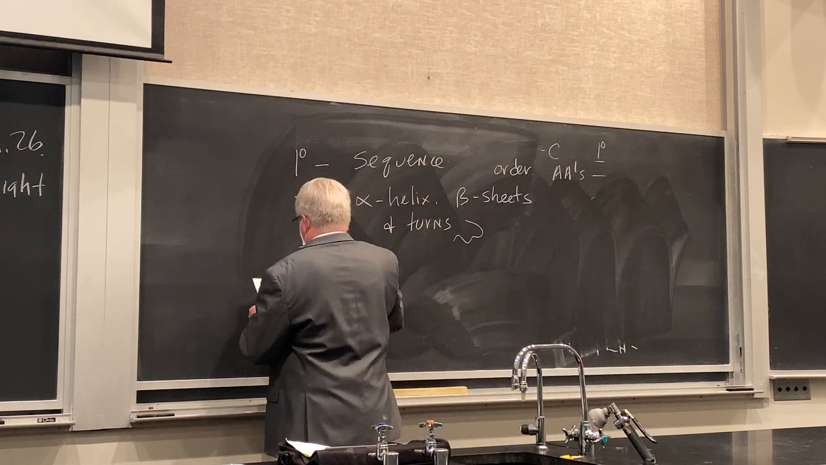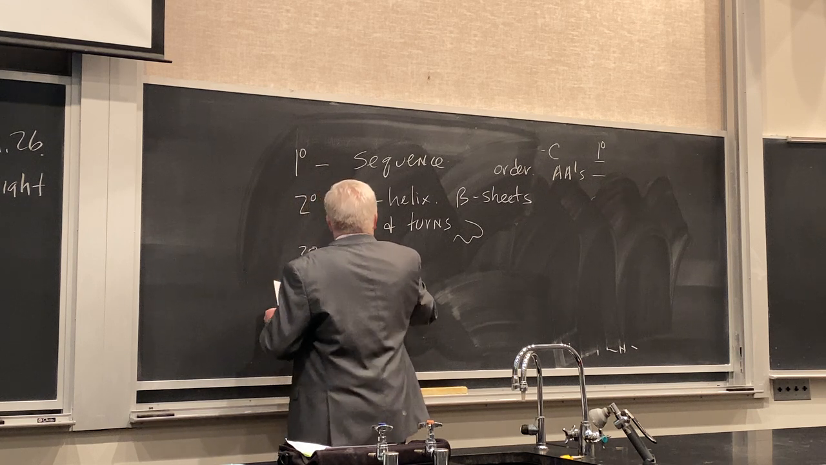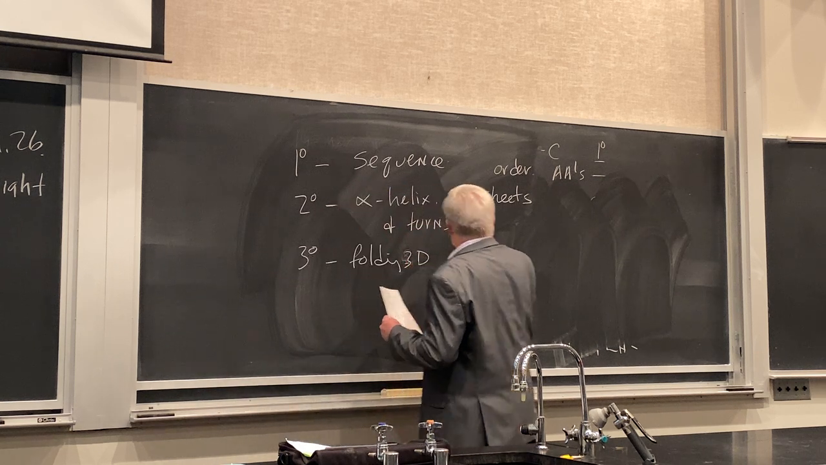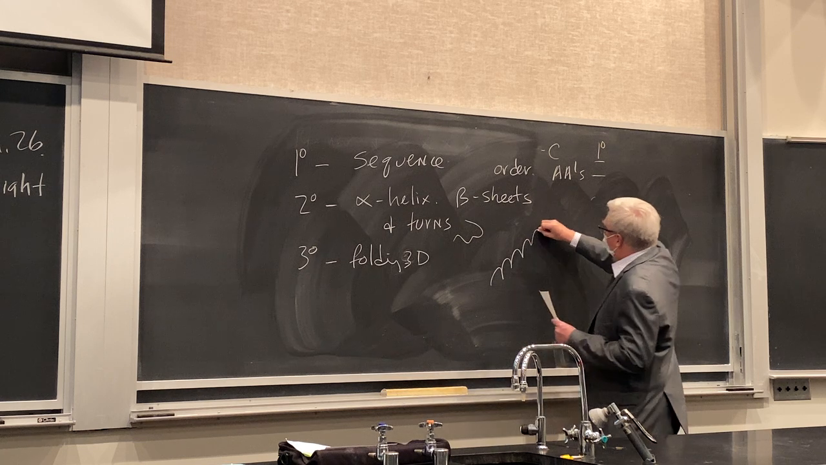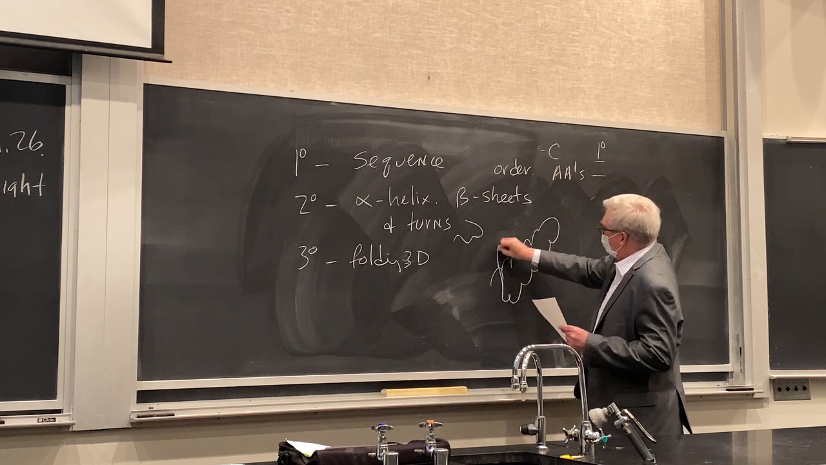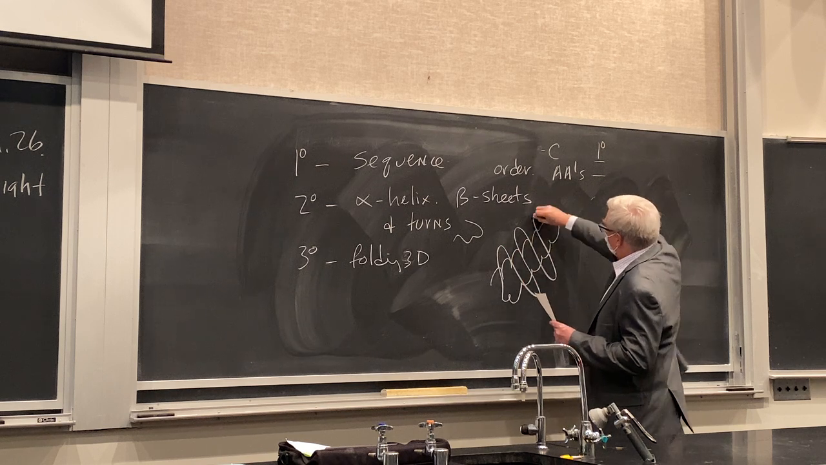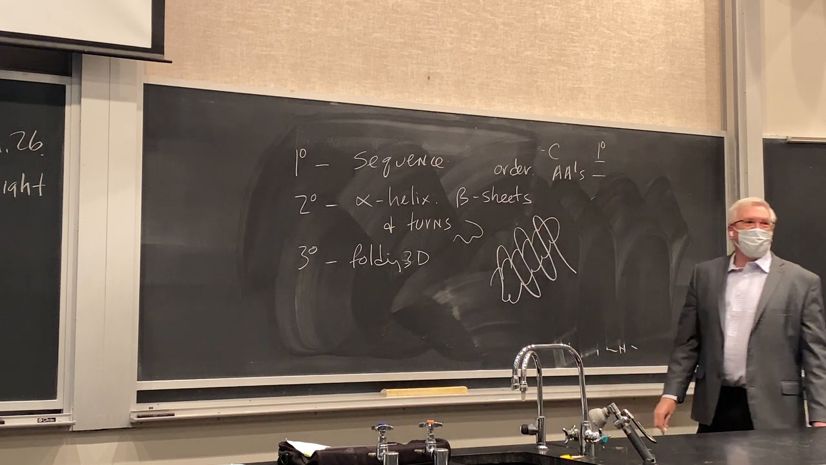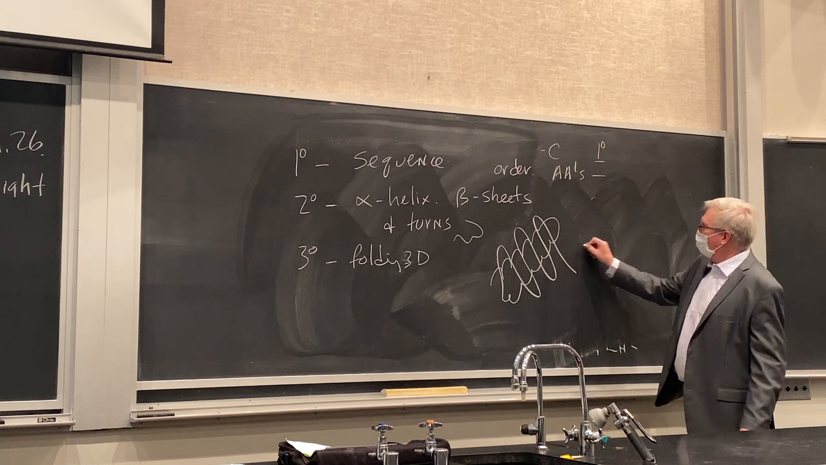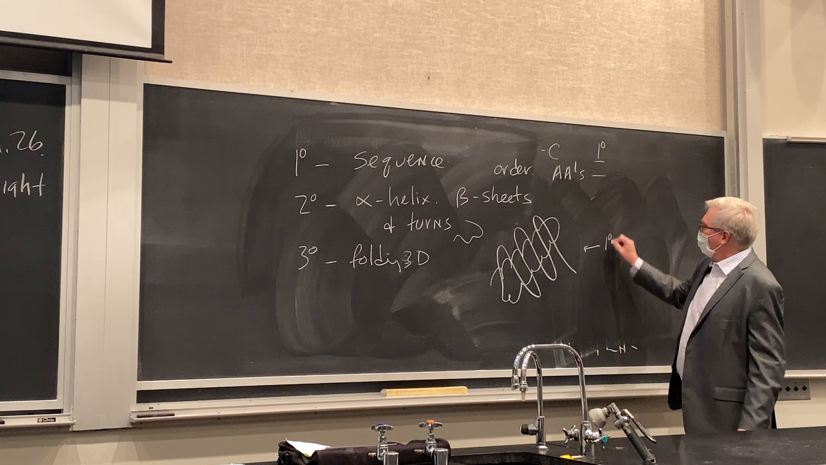The tertiary structure here is the folding. And this is into the three-dimensional structure. So, you might have a couple of alpha helices, maybe a loop, another alpha helix, and then maybe some beta sheets, and then the end. Okay, it gets really messy here. But this is determined from the primary sequence.